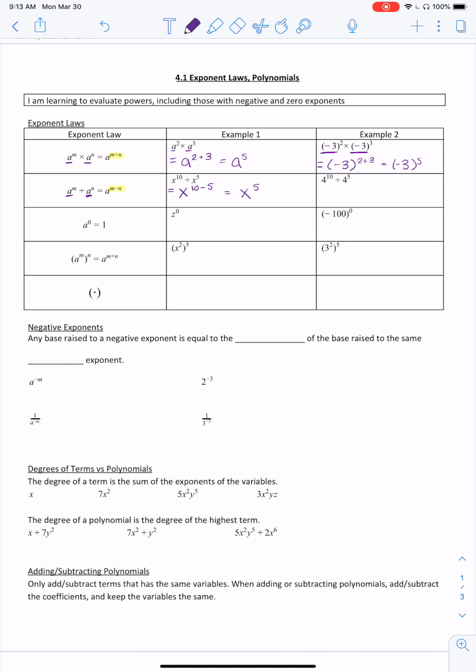And similarly, we can also do this with numbers instead of a variable as our base. So we keep our base and we subtract our exponents. Next, we have our zero exponents. So when we have something to the power of 0, it always equals 1 no matter what. So z to the power of 0 is 1, -100 to the power of 0 is 1.